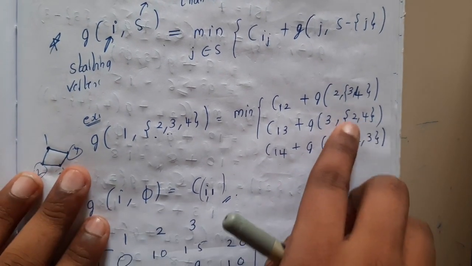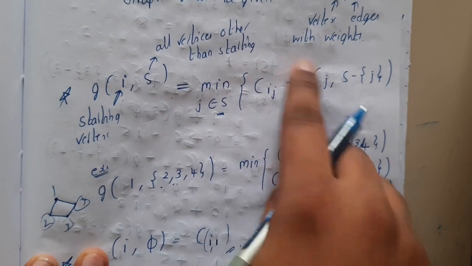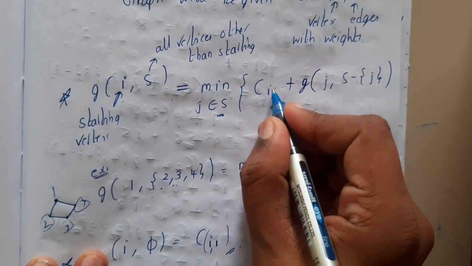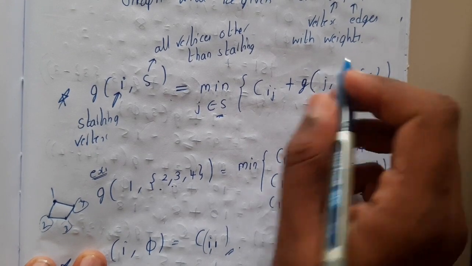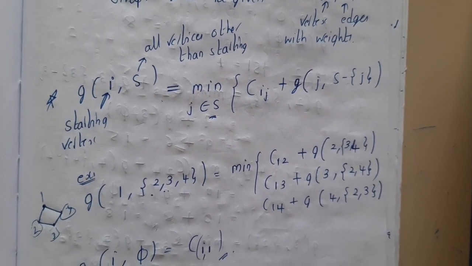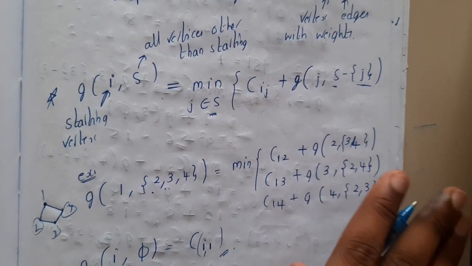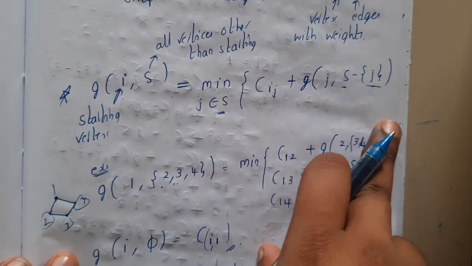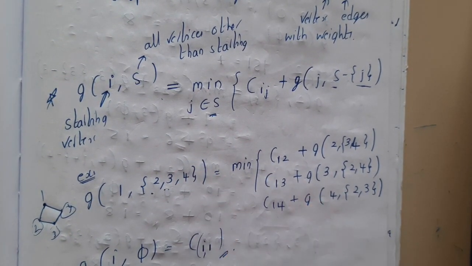If you want to write that as a formula, it is the minimum cost among all possible choices of j of c of i comma j plus g of j comma S minus {j}. That is, from this set you subtract the element that you have taken out. That's it. This is the only step which you will be performing almost 10 to 20 times until you reach the solution.